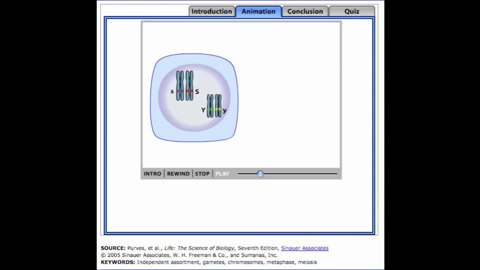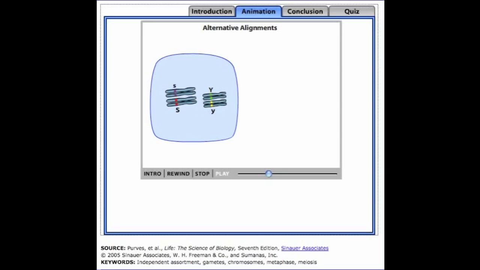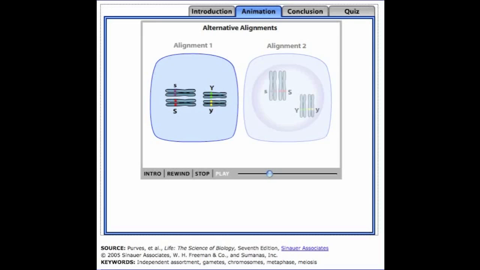In one pair, for example, one chromosome carries a recessive allele of a gene, such as a little s, and the other carries a dominant allele, such as a big S. The two pairs line up at the cell's midplane during metaphase 1 and may adopt one of two alternative alignments. The alignments provide the basis for independent assortment.